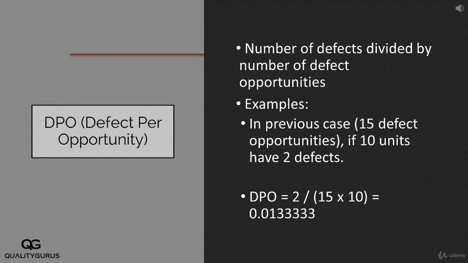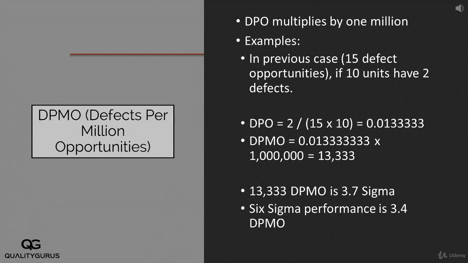Then what is DPO, which is defects per opportunity? Defects per opportunity will be the number of defects. In this particular case, we found 2 defects, so 2 goes at the top, and then the total number of opportunities will be 15 opportunities in each bottle multiplied by the 10 bottles which we picked. So that means 150 at the bottom. So 2 divided by 150 will give us DPO, defects per opportunity, as 0.013333. So this is DPO. And now if you multiply this DPO by 1 million, that will give you DPMO.